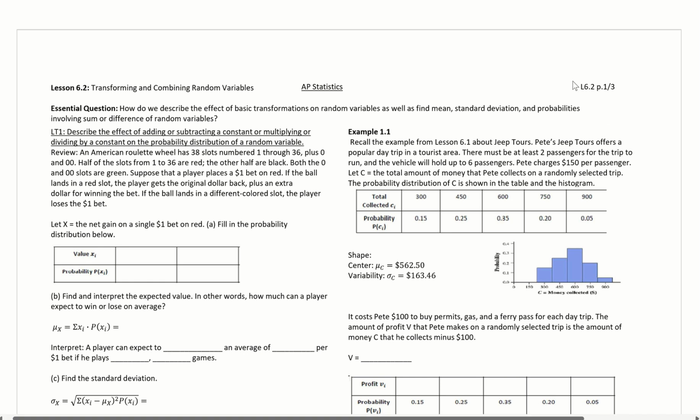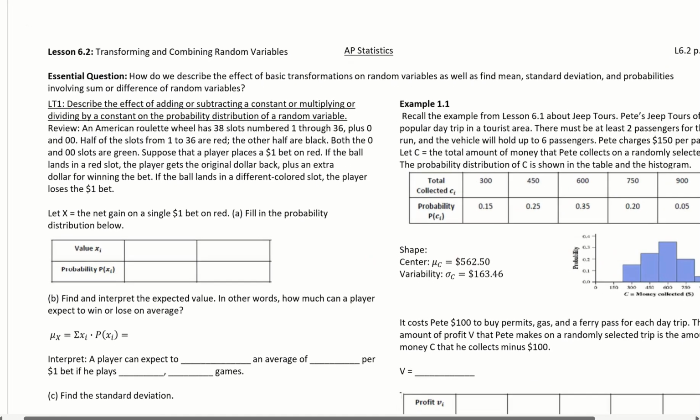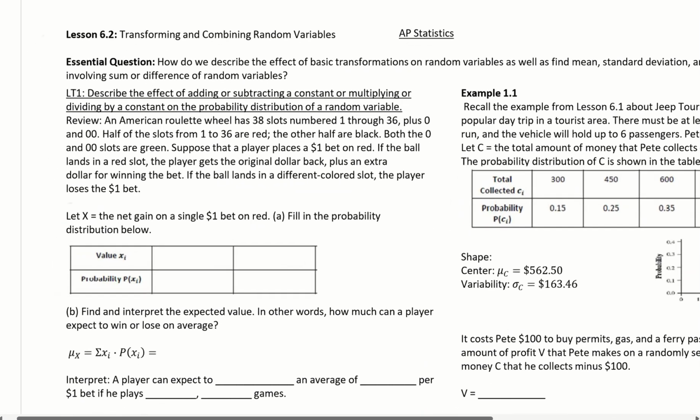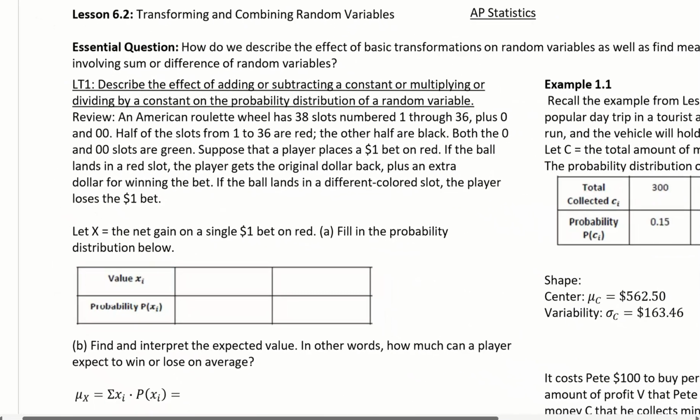Hello class, welcome to this video on 6.2 on AP Stats, transforming and combining random variables. So we want to describe the effect of basic transformations on random variables, and we want to find mean, standard deviation, and probabilities for the sum or difference of random variables.